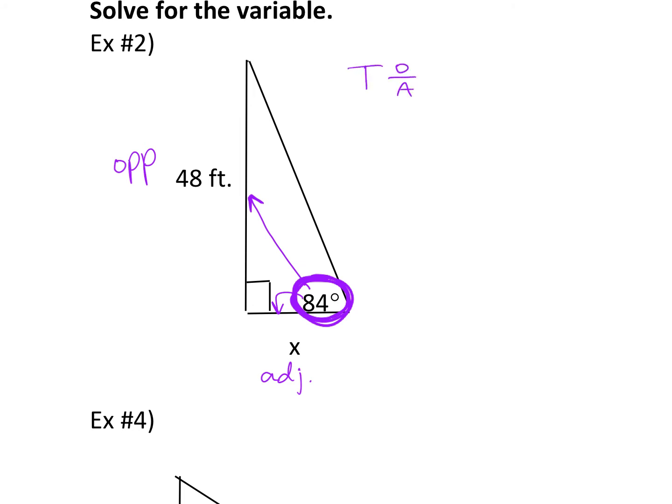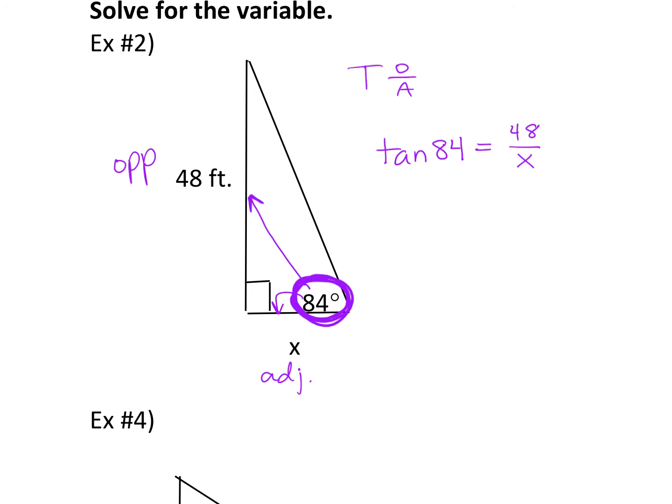So we're going to say the tangent, and now here's the other kicker. It's the question I always ask you. Where are you starting from? The angle. That's what always comes after your trig function. The sine, cosine, or tangent should always have the angle right behind it. So it's going to be the tangent of 84. Okay? The tangent of the angle equals what over what? Opposite over adjacent.